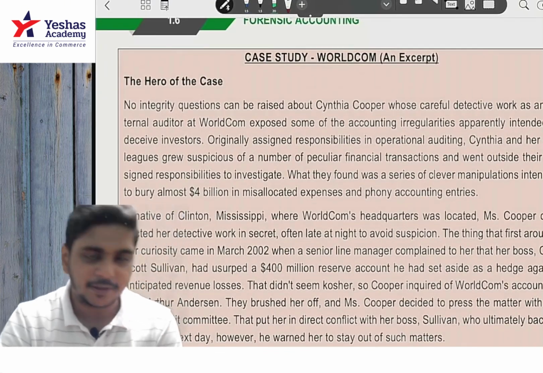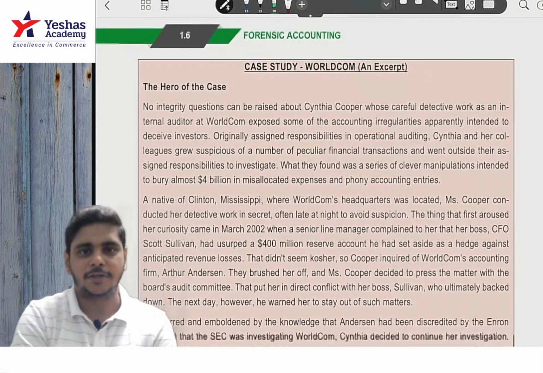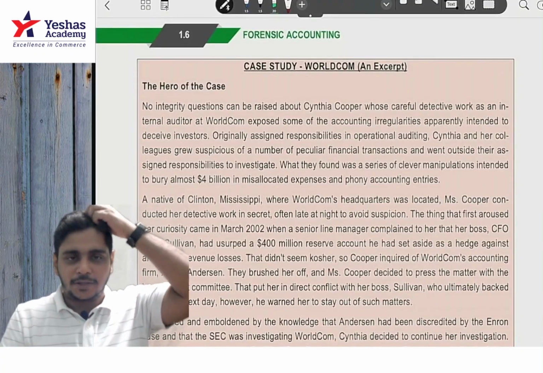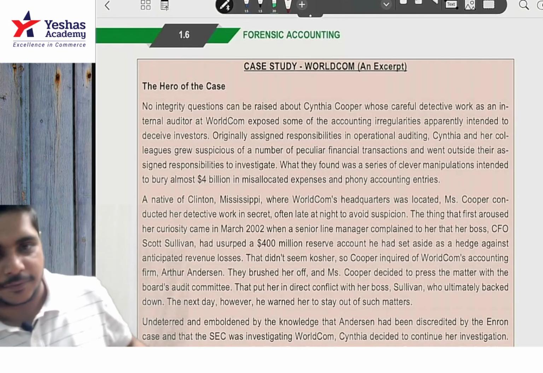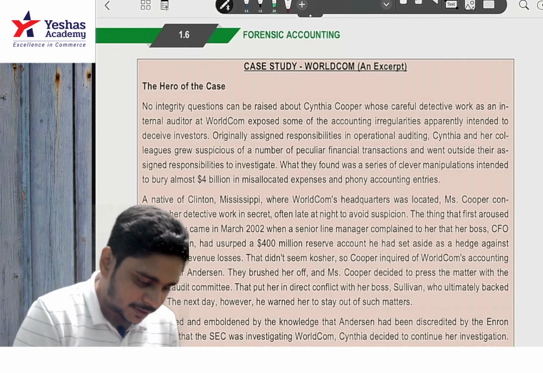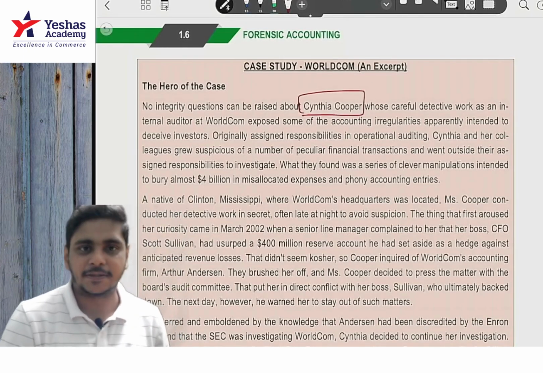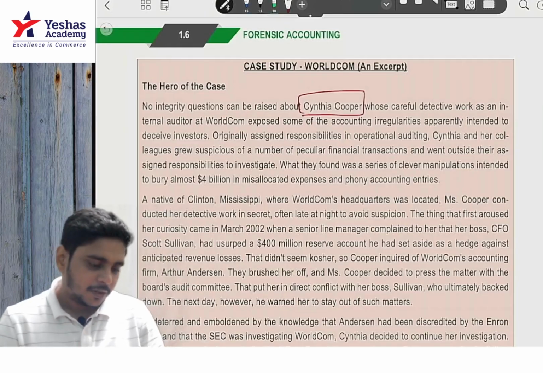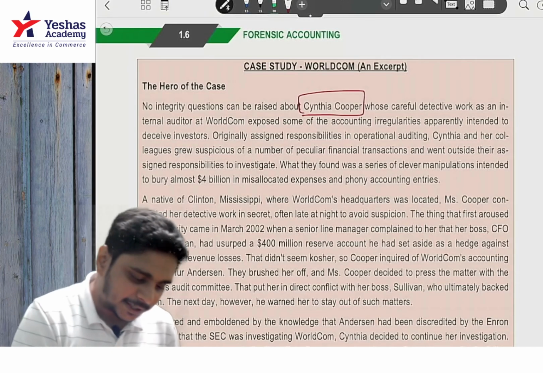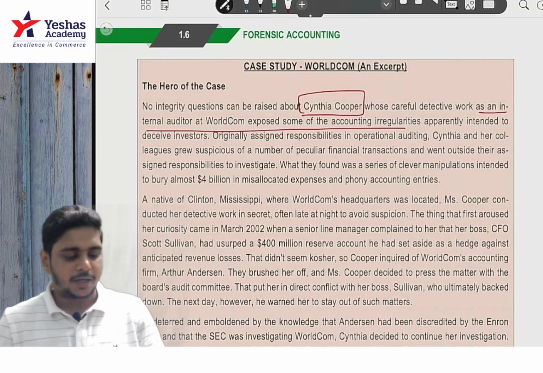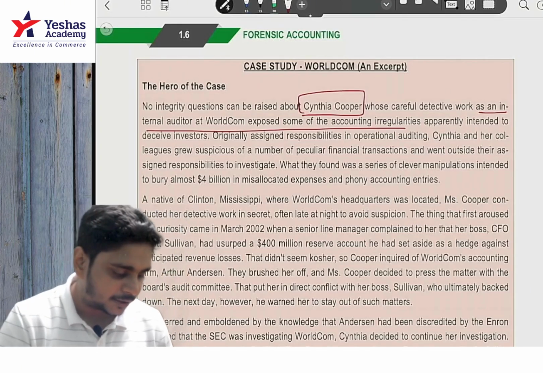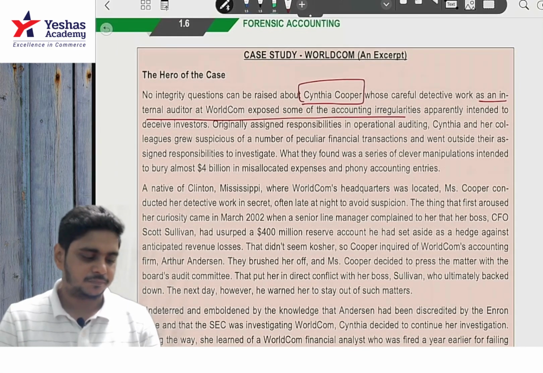So there was a female internal auditor of this company. So here the hint is internal auditor. They can ask us who detected the fraud of WorldCom. Okay. So Cynthia Cooper, please underline this, Cynthia Cooper, whose careful detective work as an internal auditor at WorldCom exposed some of the accounting irregularities apparently intended to deceive the investors.